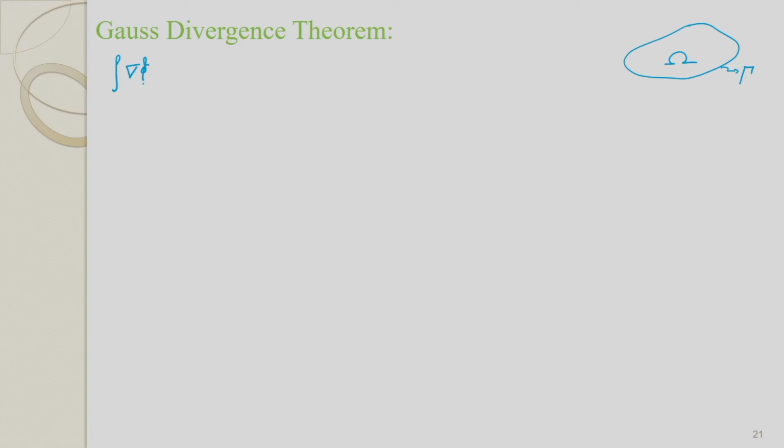Suppose we have the gradient of a scalar valued function phi on domain omega, then we can write it. This is related with the boundary integral of phi n over gamma. Here you can see this is a vector, this is also a vector. Now, in indicial notation, we can write it.